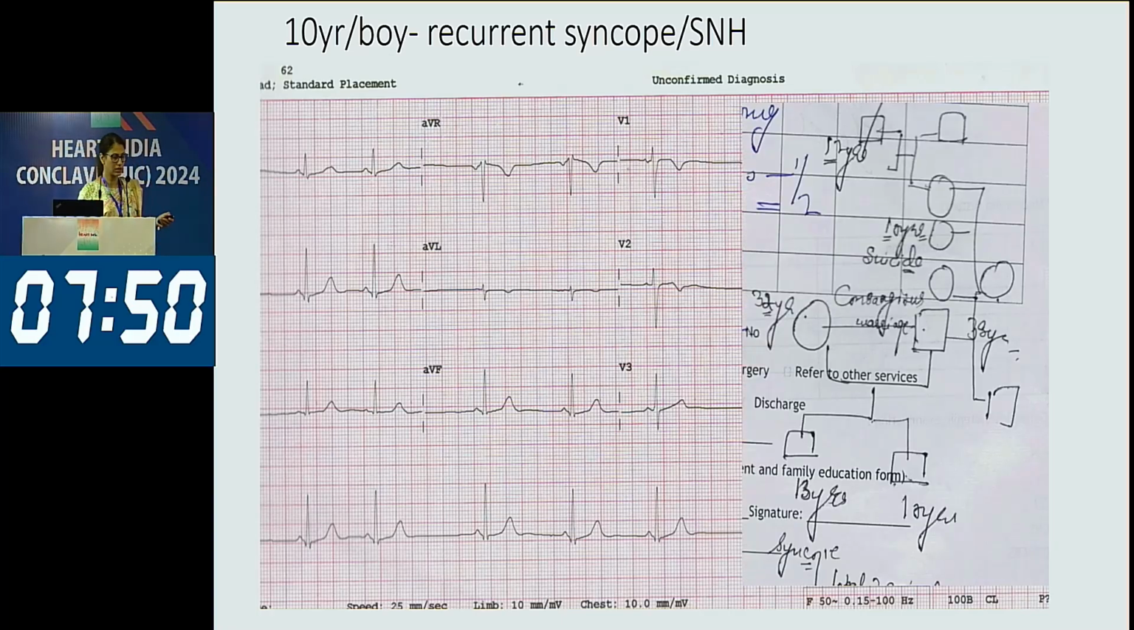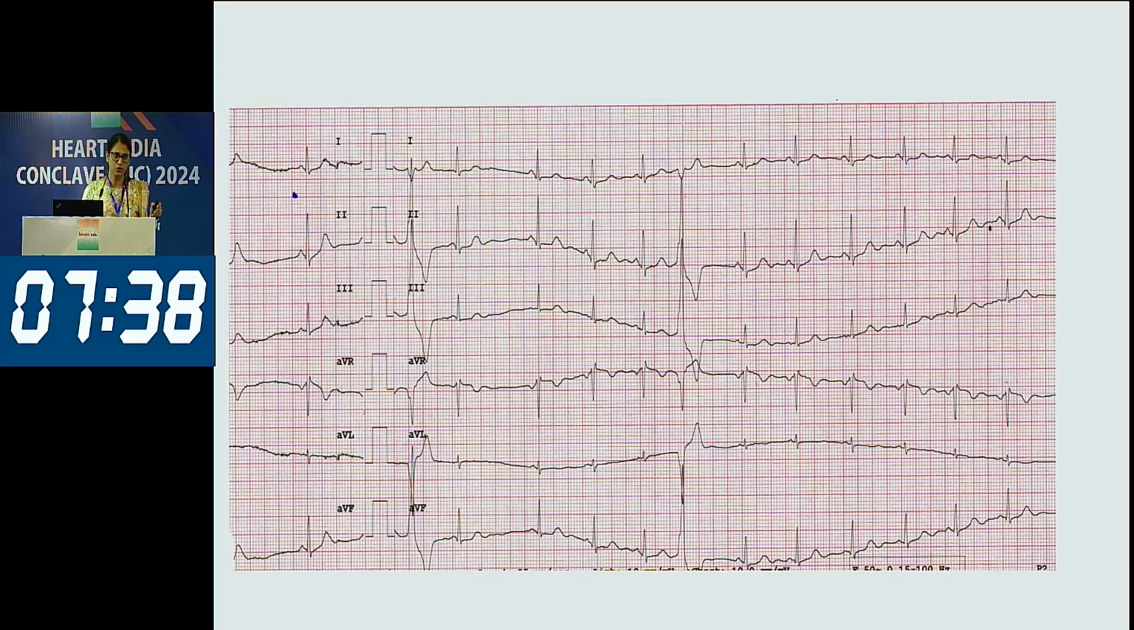Simple. As I said, start with the family history. This is the child. If you ask family history, a first cousin had SCD at 12 years of age. So you have some significant family history. What I did was, instead of a regular test, I started with a treadmill. This is a treadmill connected to the patient, and you keep on taking the raw ECG.